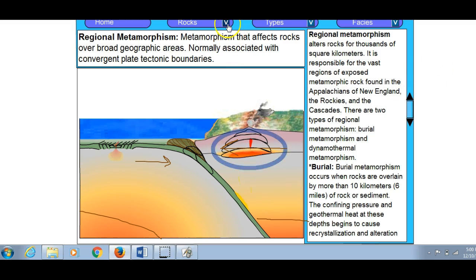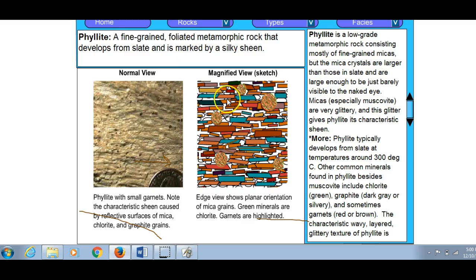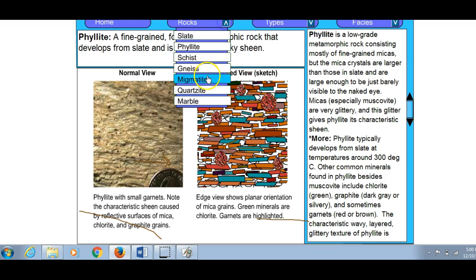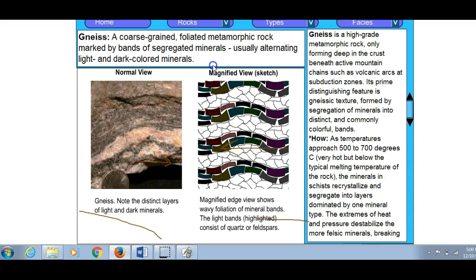Okay, and if we look back here, we can take a look at some of these. Looks like phyllite. Let's look at a few of these. Here is marble. This is limestone that becomes marble. And then here is gneiss. This kind of shows you how the minerals line up a certain way. And I'm probably going to assign this to you and have you check out this interactive resource here. But that's kind of the two types.